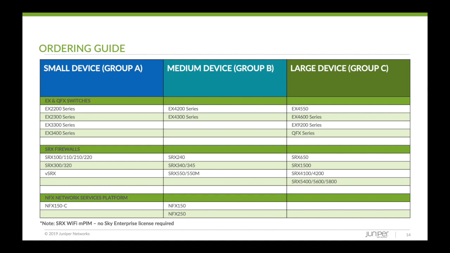And looking at the devices that are part of small, medium and large, we can see that the EX22, 23, 33 and 34 are all small devices. Likewise with the SRX 100s, 200s and 300s. And then across the range, as the devices get bigger and bigger, they move into the medium and the large. I will also note that the SRX Wi-Fi MPIM card, there's no license required for that.